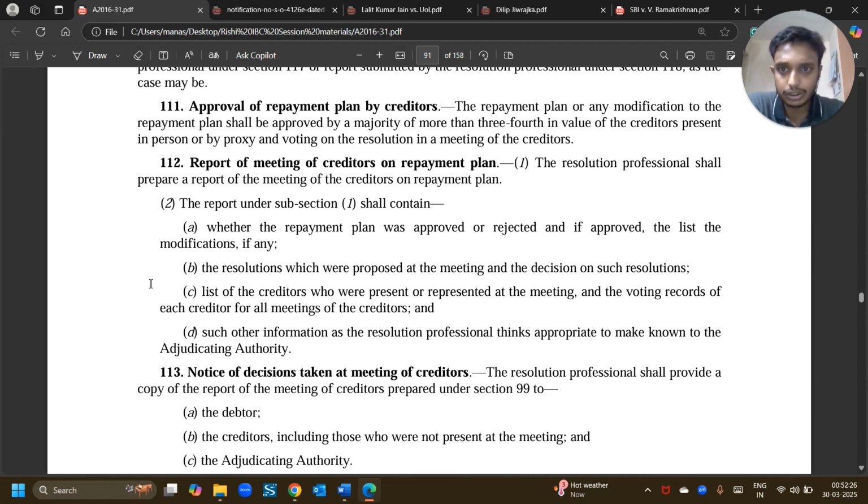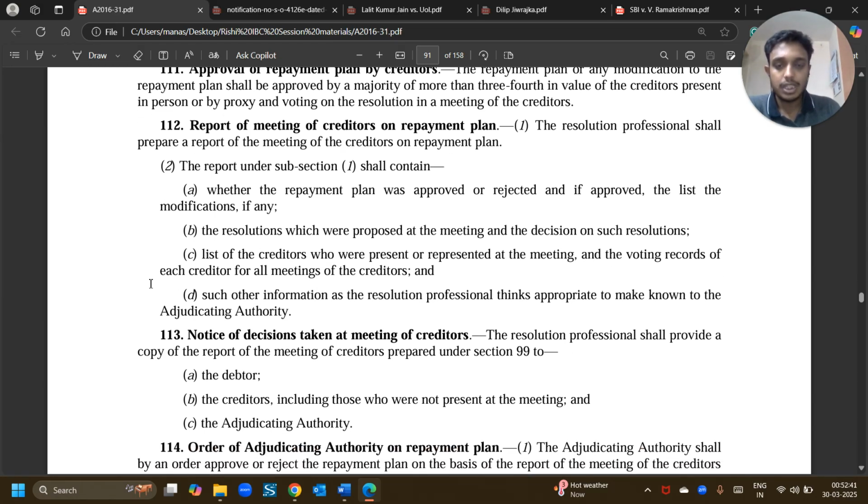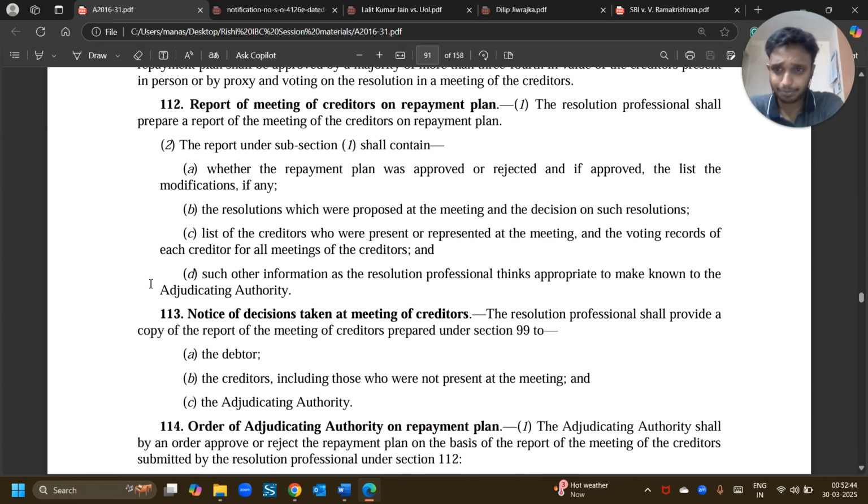Repayment plan or any modification to the same shall be approved by a majority of more than 3/4 in value of the creditors present in person or by proxy and voting on the resolution in a meeting of the creditors. So it's 3/4 present and voting, right? 75% as opposed to the 66% that we have seen in the usual CIRP as well as PPIRP.